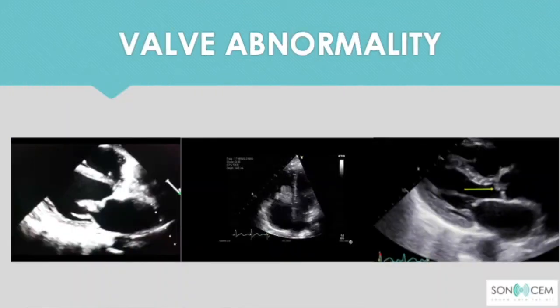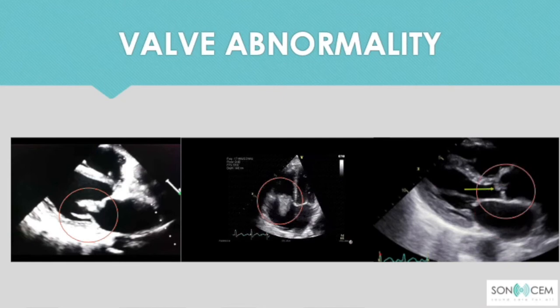There are some abnormalities of the valve. We can comment as thickened anterior valve, for example. As you can see from the slide, the anterior leaflet is thickened compared to the posterior leaflet. And something is on the tricuspid valve. You can comment as hyperechoic lesion on the near area of the tricuspid valve. And the right coronary cusp of the aortic valve appears thickened.